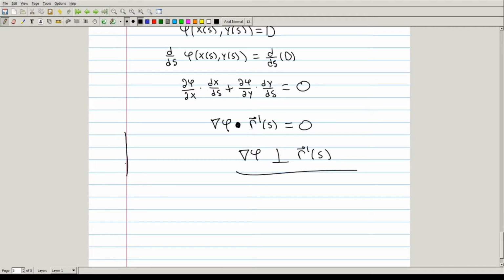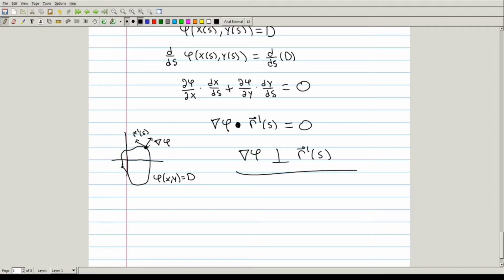This proves that if you have a level curve of some function, so say this is the level curve phi of x, y is equal to d, at any point along the curve, the gradient vector will be pointing perpendicular to that curve, because tangent to the curve is the vector r prime, the tangent vector to that curve. And this directly matches up with what we're seeing in that picture.